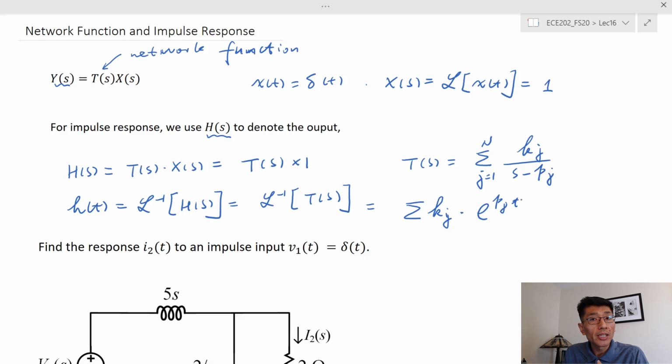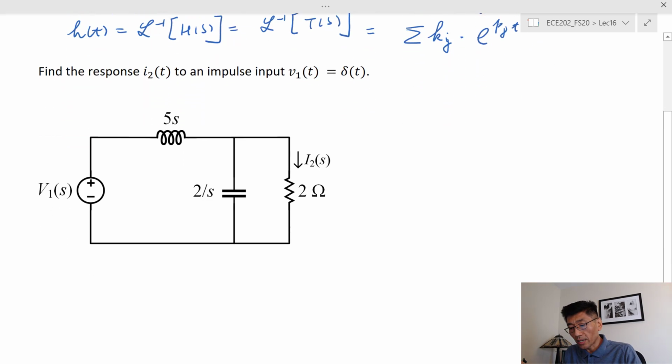Remember, T(s), although defined as a ratio of the output over the input transform, is determined by the network itself. Basically, what the elements are, or the characteristics of each element, and also how they are connected. That's the underlying network. So h(t) is sometimes very useful in terms of modeling because it contains all this information. If you can get h(t), you can do the Laplace transform and find out T(s). That's very interesting, right?